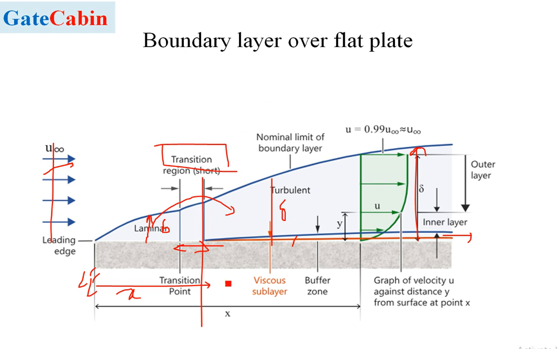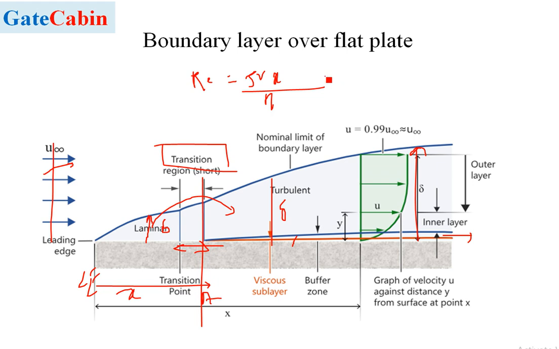So if we want to calculate the Reynolds number at this station, at this point, let's say at point number 1, the Reynolds number could be calculated in this manner. Reynolds number is equal to rho v, then we will have x, and then we will have the dynamic viscosity.